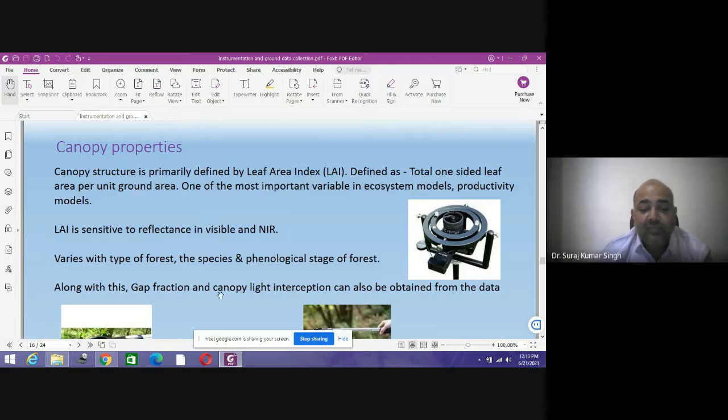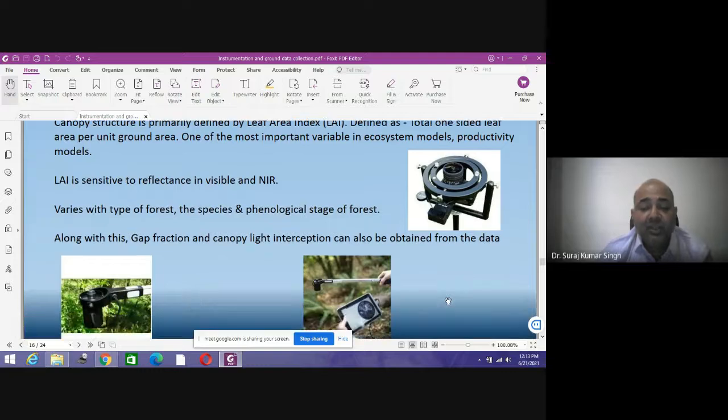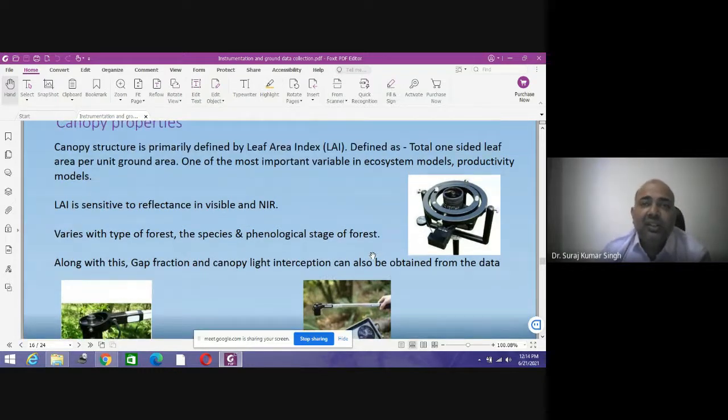Along with this, fraction and canopy light interception can also be obtained from the data. So whenever you want to do detailed research related to leaf area index, many times the indices, the data sets, the chlorophyll content or the yield estimation that you have done have to be validated from field based data sets, so as to check the accuracy of the data and the accuracy of the classified map that has been generated.